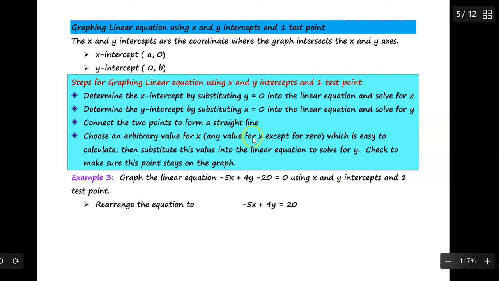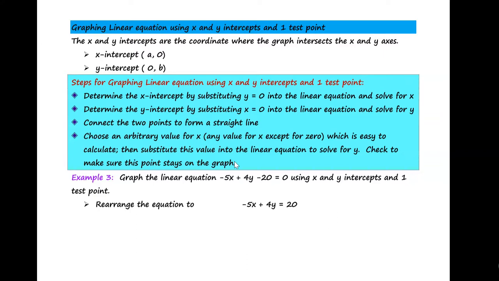But you must choose any other value for x except for 0, because you already have the 0 here, right? So choose one which is easy to calculate. Then substitute this value into the linear equation to solve for y. Check to make sure this point stays on the graph. You see? To make sure this point stays on the graph, you need to have 3 points to make a straight line. 2 points are not enough, but the 3rd point is the one that proves that you have done it correctly.